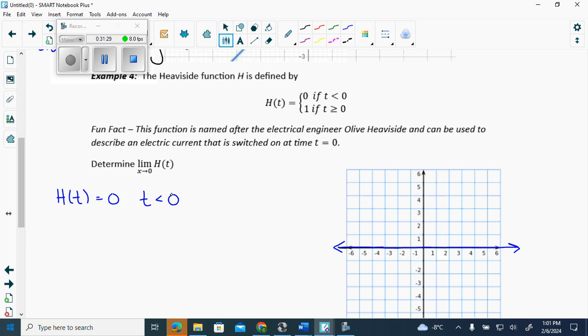So some people are like, well, how the heck do I draw up to 0 but don't touch 0? We've done this before. I go to 0, but I put an open dot. Exactly. So I stop at 0. I shouldn't have kept going. And I put an open dot. So that's the left-hand side of this graph. Correct?